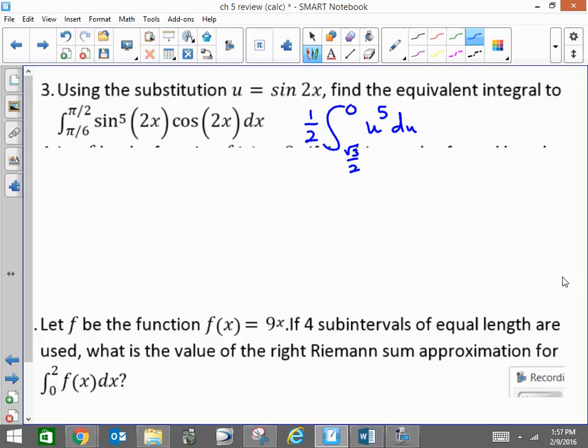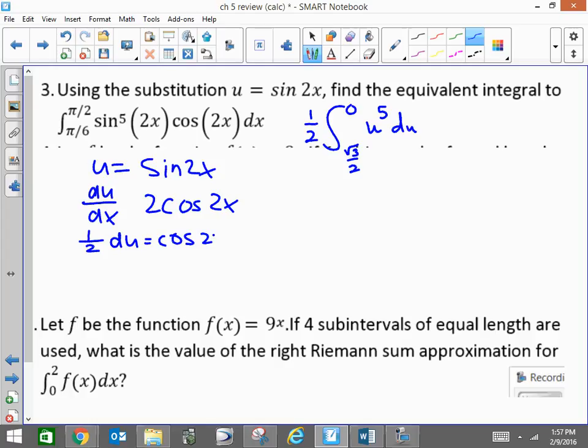Okay. So, the first thing I want to do is it wants you to do substitution. So you can say u equals sine of 2x. And then the derivative of that, since it's a chain rule, you have to take the derivative of this, which is cosine of 2x, multiplied by the derivative of 2x, which is 2. Chain rule. Right? Yes. And then you get 1/2 du equals cosine 2x dx. So the integral would be from pi over 6 to pi over 2, and the cosine 2x dx cancels out with this, so you would have 1/2 sine of 2x to the 5th, which is just u to the 5th, du.